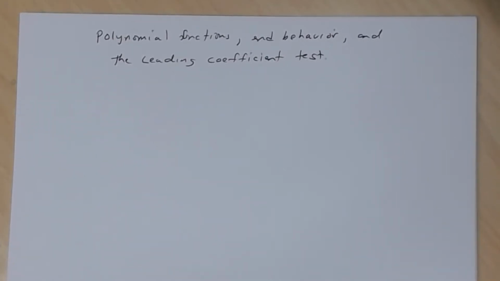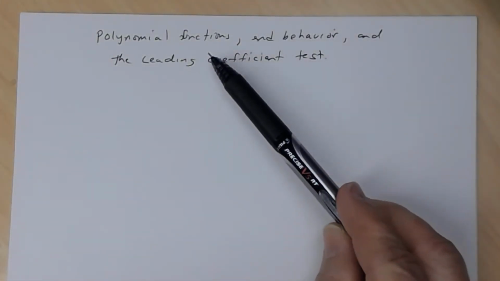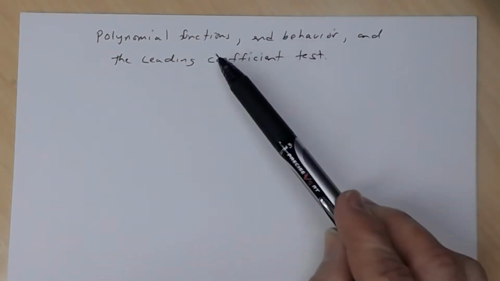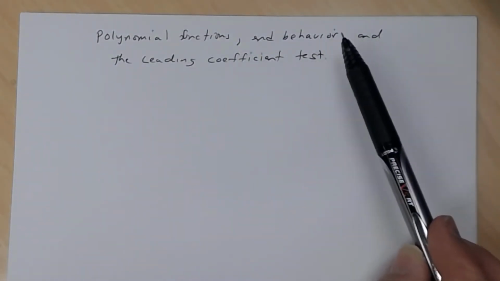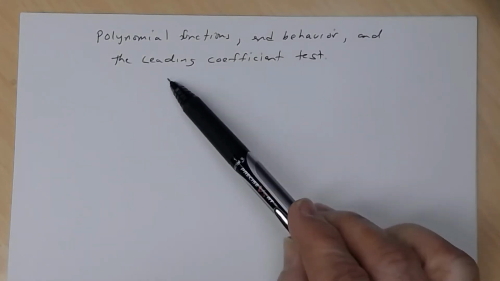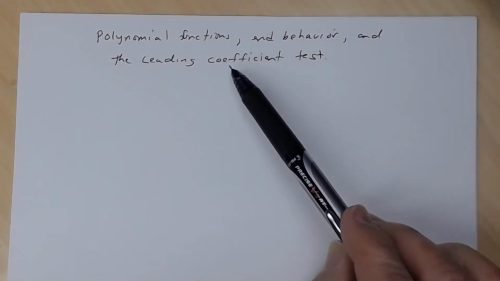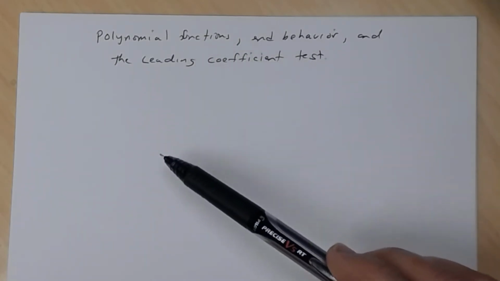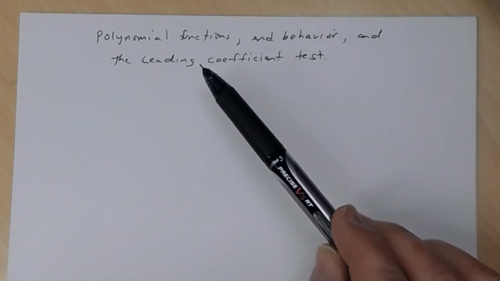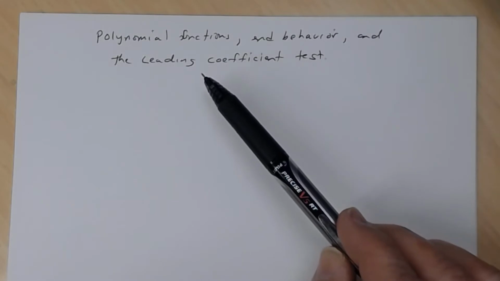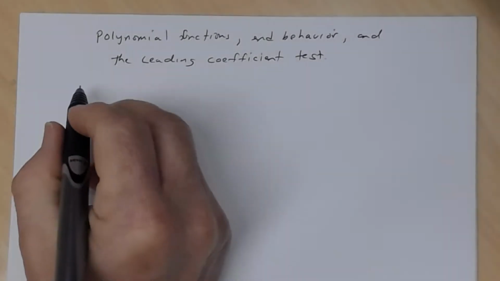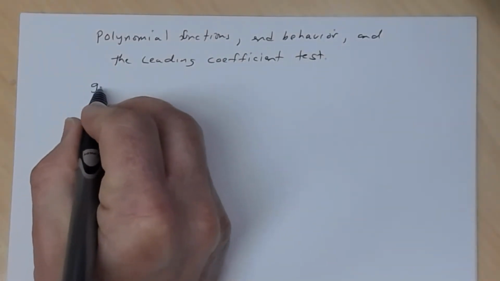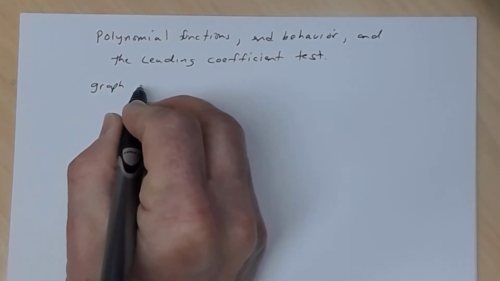Okay, so in this lesson, we're going to talk about polynomial functions, the end behavior of these polynomial functions, and the leading coefficient test. The leading coefficient test will help you to identify the end behavior of these polynomial functions. Now, you've graphed polynomial functions in a previous lesson. Remember when you graphed quadratic functions?